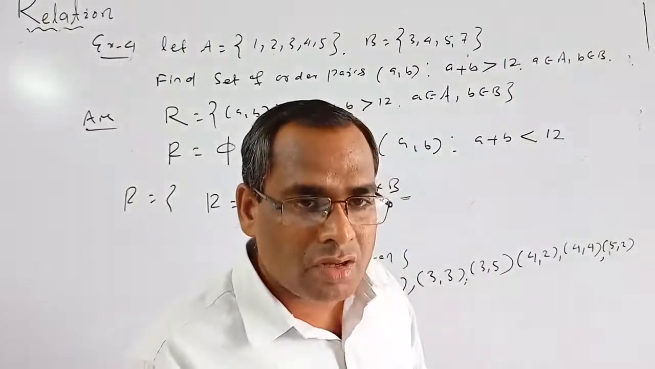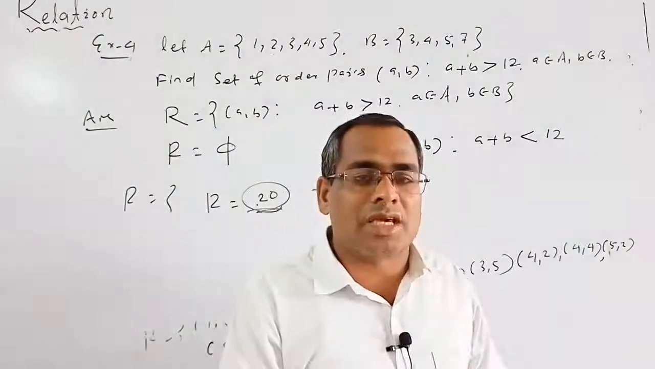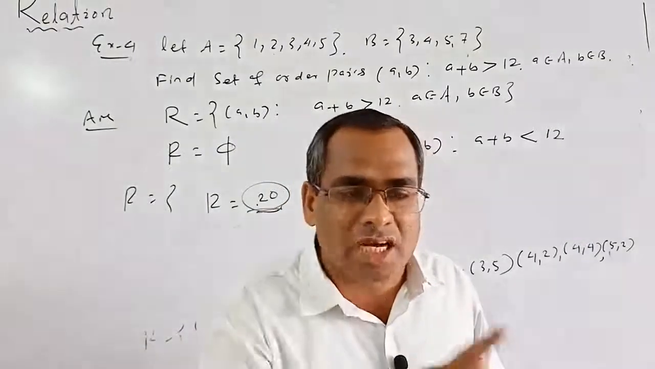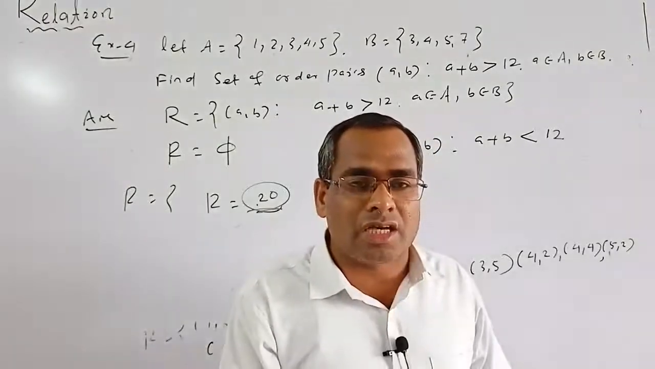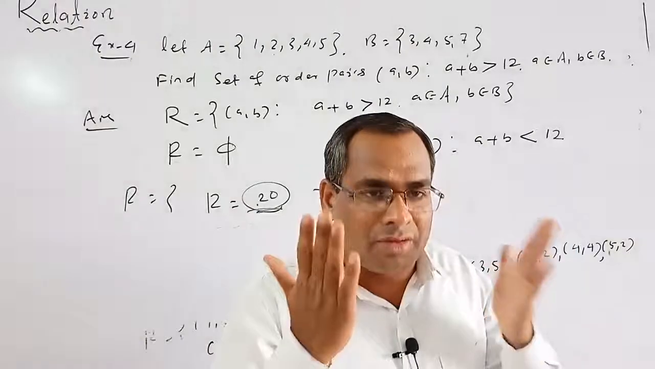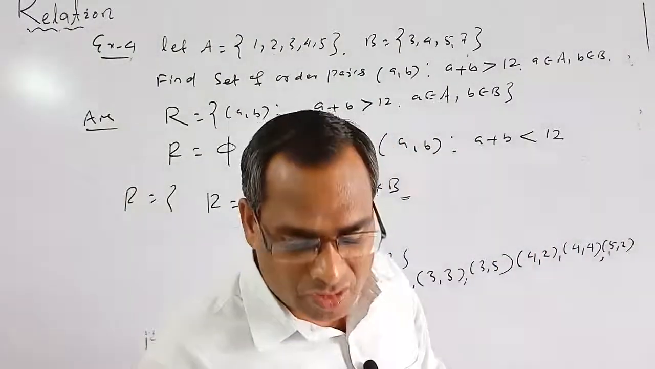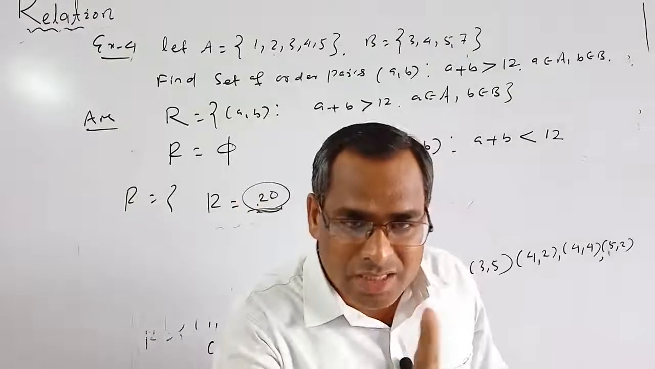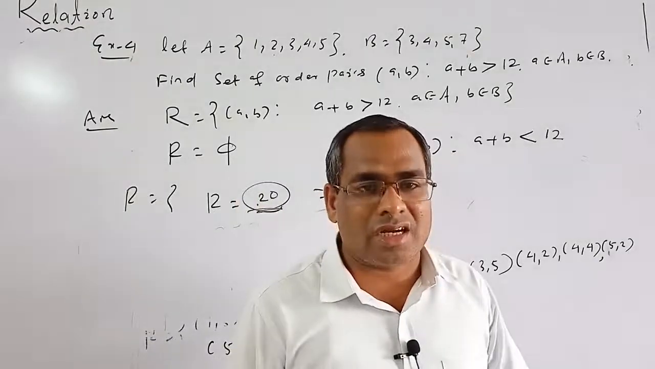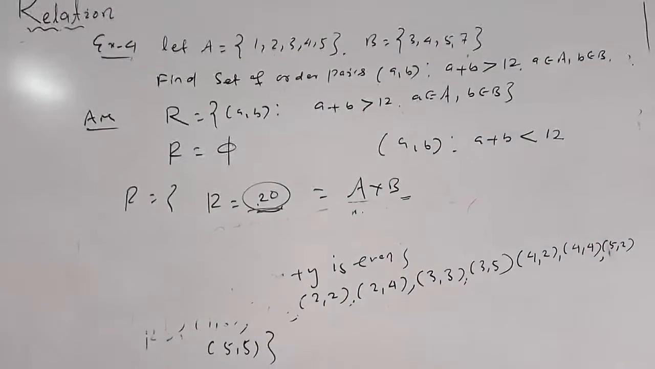Do you understand? Which one is the biggest relation from A to B? A cross B is the biggest relation. Which one is the smallest relation? Phi is the smallest relation. So every subset is a relation, and the number of relations from A to B is equal to the number of subsets of A cross B. Do you understand? I hope that all understand. Now we write all these things.